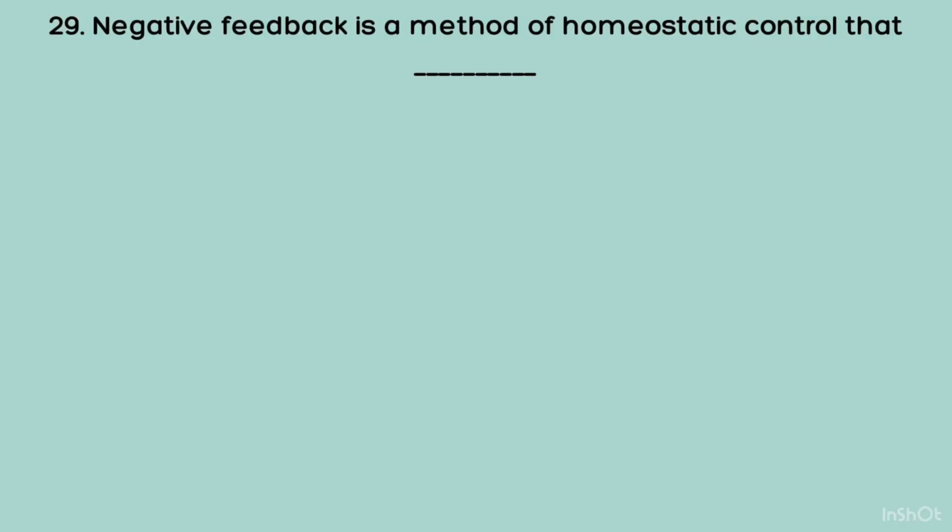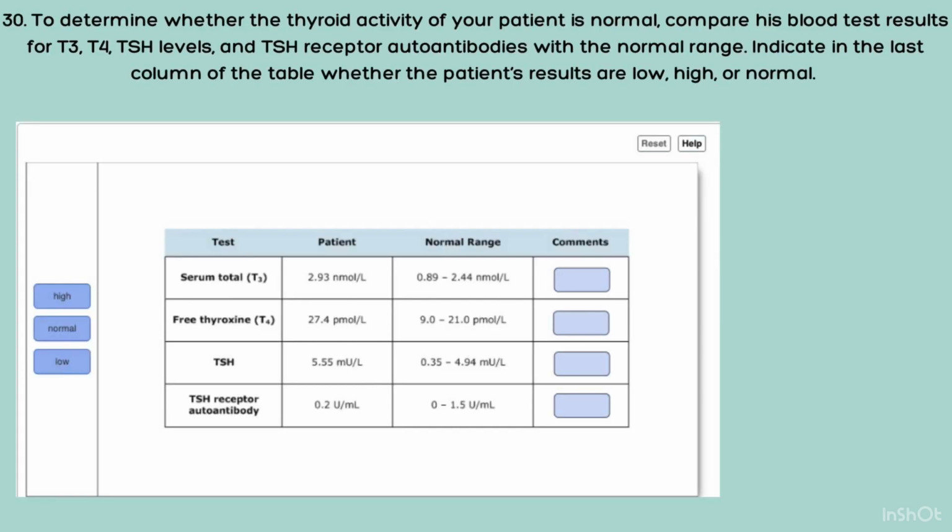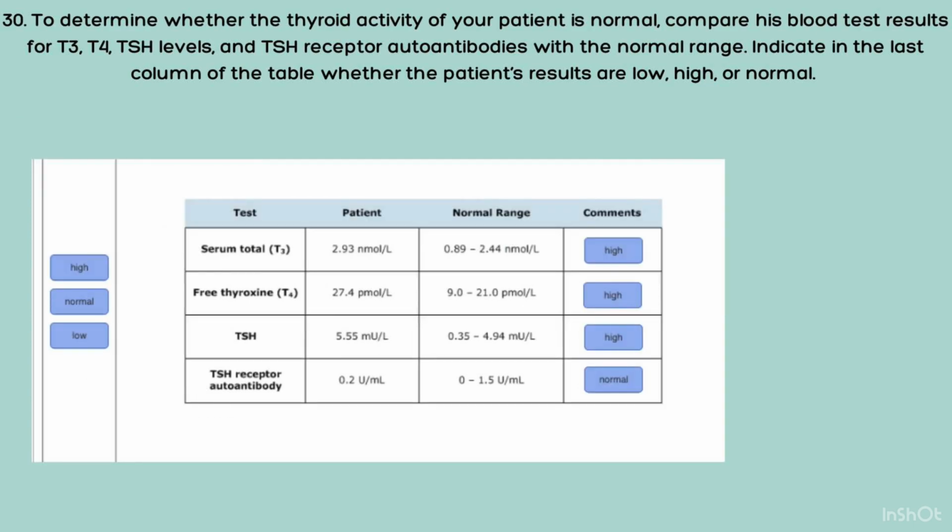Number 29. Negative feedback is a method of homeostatic control that ensures the conditions in an organism do not vary too much above or below their set points. Number 30. To determine whether the thyroid activity of your patient is normal, compare his blood test results for T3, T4, TSH levels, and TSH receptor antibodies with the normal range. Indicate in the last column of the table whether the patient's results are low, high, or normal. So pause the video, try to do this on your own. These are going to be the correct answer choices. You're going to have high T3, high T4, high TSH, and normal receptor autoantibody.